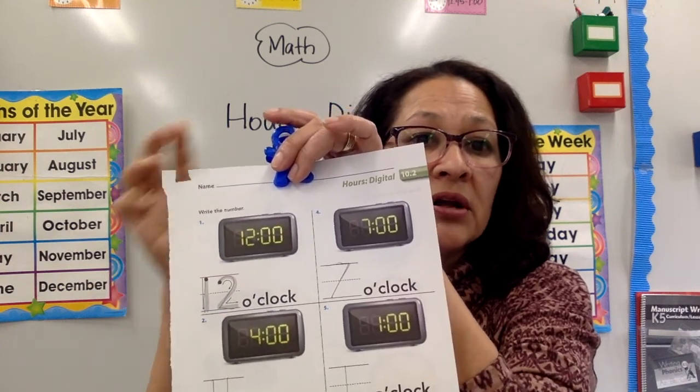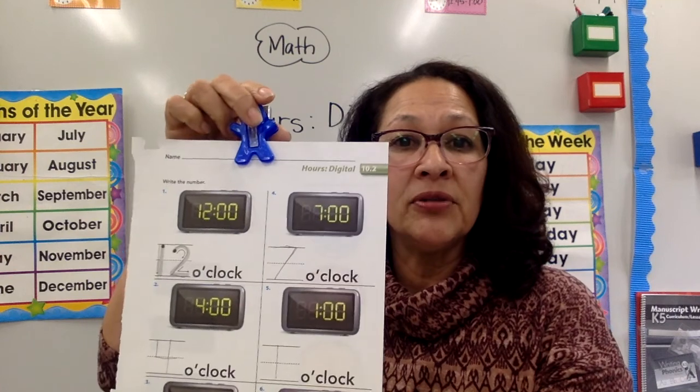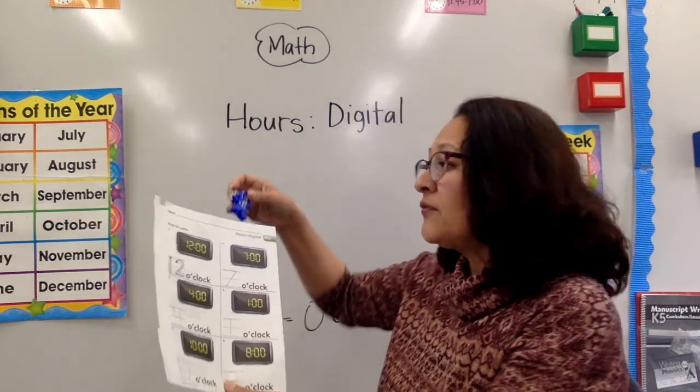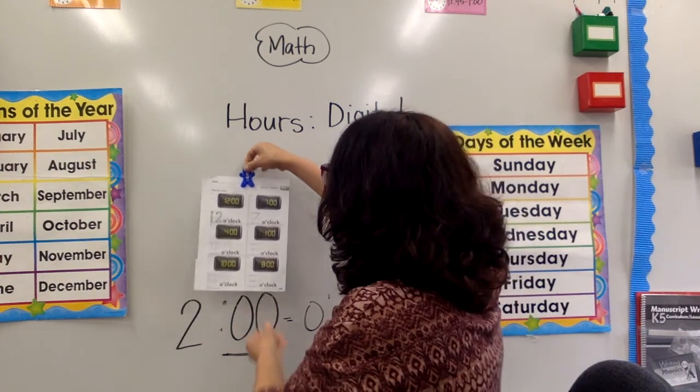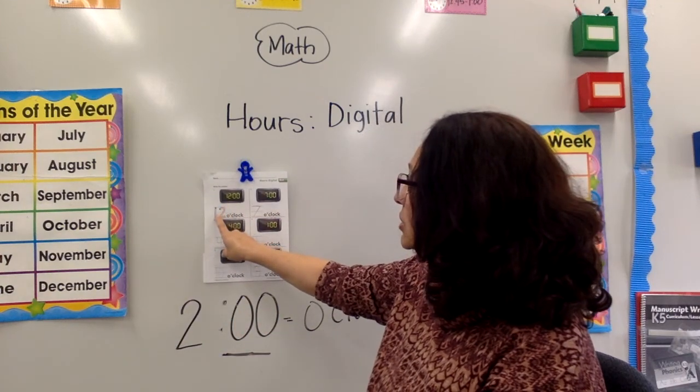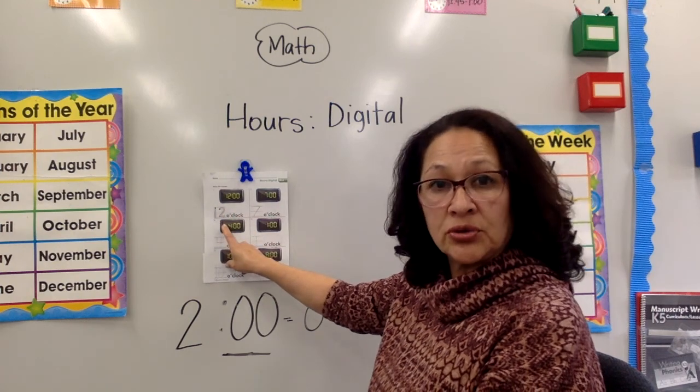Can you see how there's already a number there that you could trace? Okay, so go ahead and trace it. We're following number 1 first, and that's what you're going to do. You're going to trace it, and then you're going to trace the 1, and you're going to trace the 2.